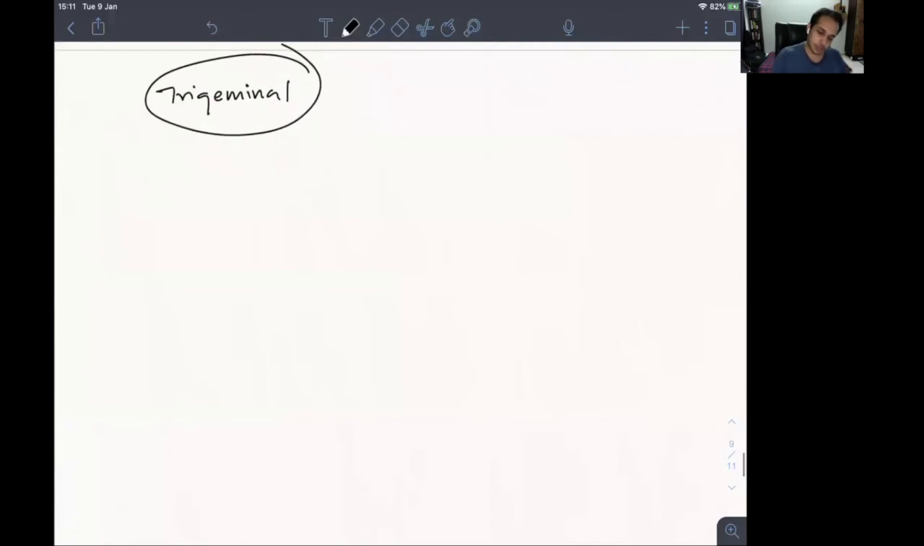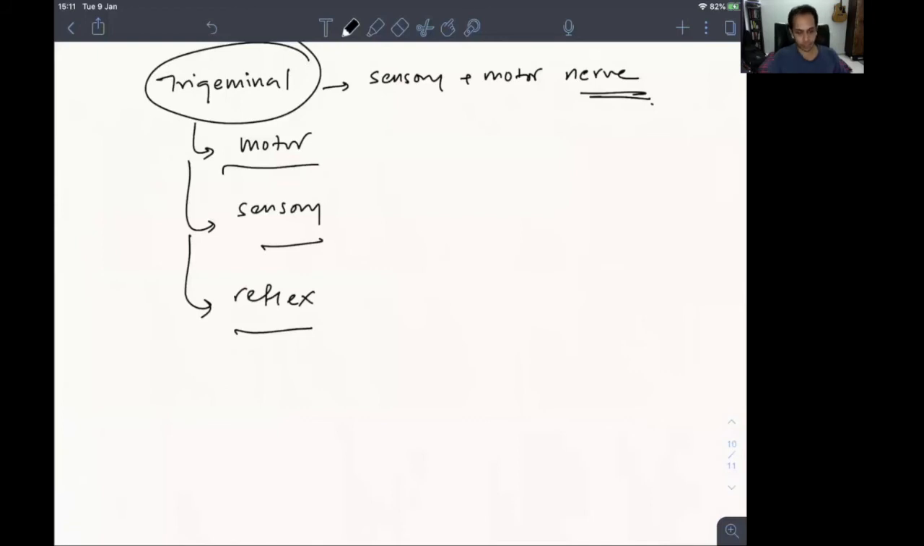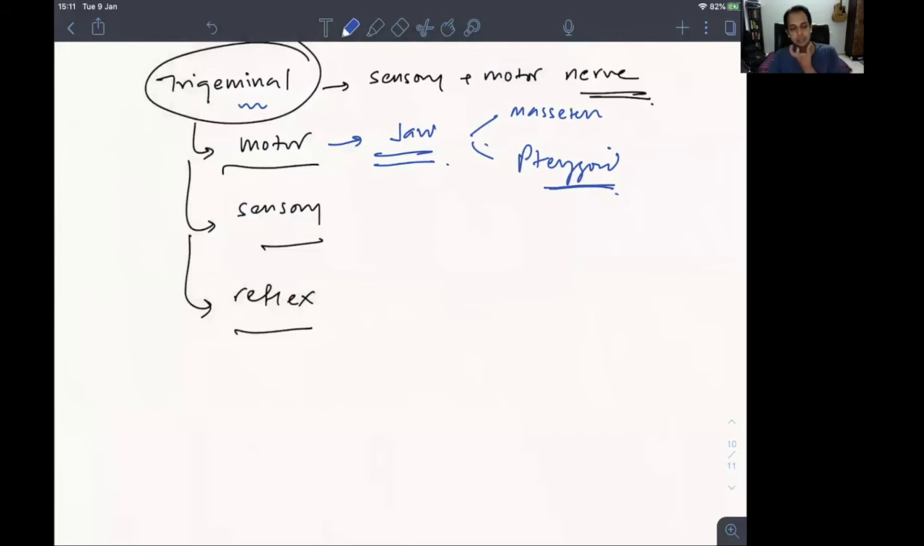Yeah. Now, trigeminal is a sensory plus motor nerve, and therefore we check for all three. So we check for motor, we check for sensory, and we check for reflex. Now, motor is basically the movements of the jaw. So the muscles that your trigeminal nerve supplies are mainly your masseter and pterygoid. So your chewing muscles. Okay.